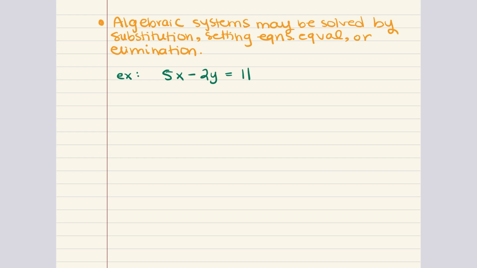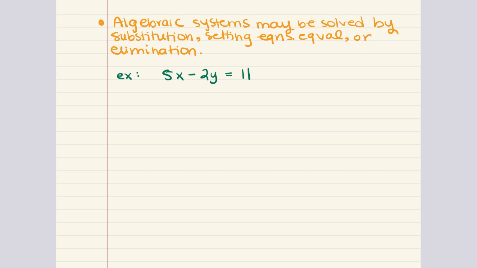In substitution, this method involves isolating one variable in one of the equations and then substituting its expression into the other equation or equations. In elimination, you manipulate the equations by adding or subtracting them to eliminate one of the variables. This is often achieved by first multiplying one or both equations so that the coefficients of a variable are the same or opposites. In the final method, we set equations equal to each other, and this method is useful when both equations are already solved for the same variable.